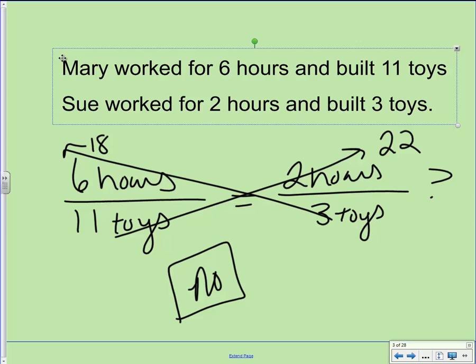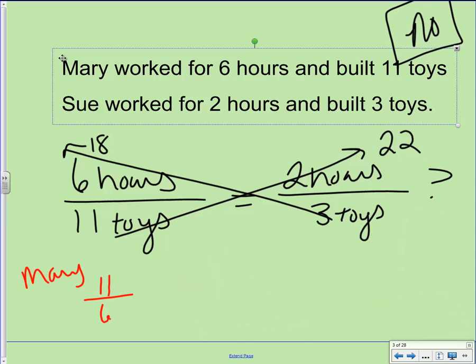And so we're going to have to switch these around, and we're going to talk about Mary first. Right now she builds 11 toys in 6 hours. We want to know how many she can build in 1 hour. To get 1 hour on the bottom, I need to divide the bottom by 6 to get that to become a 1. What I did on the bottom, I need to do on the top, and so 11 divided by 6 gives me 1.8 toys. Remember I told you it was okay that it wasn't a whole number on top if we were talking about unit rates, and so I have 1.8 toys per hour.